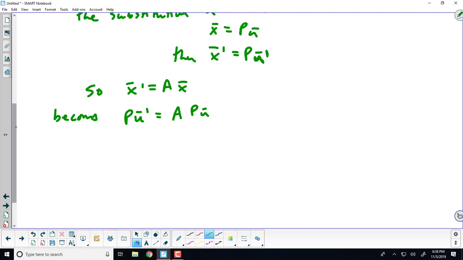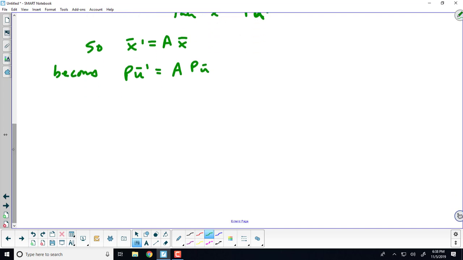But we said that the only stipulation that we put on P is that it be an invertible n by n matrix. So we could write U bar prime as P inverse A P U bar. Okay. This is an important construct in linear algebra. When you go on to take your second course in linear algebra, you'll be working with this formulation quite a lot.